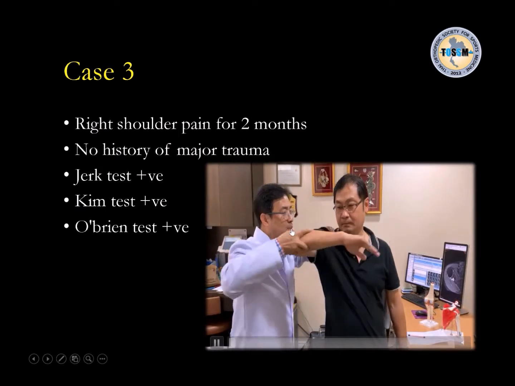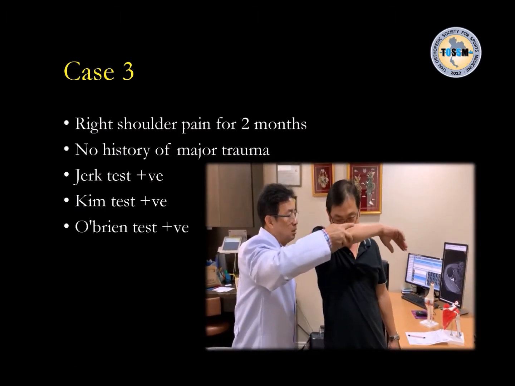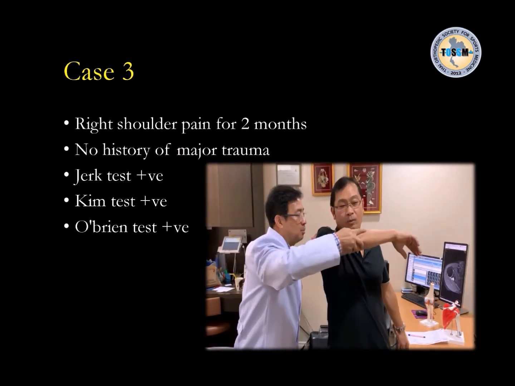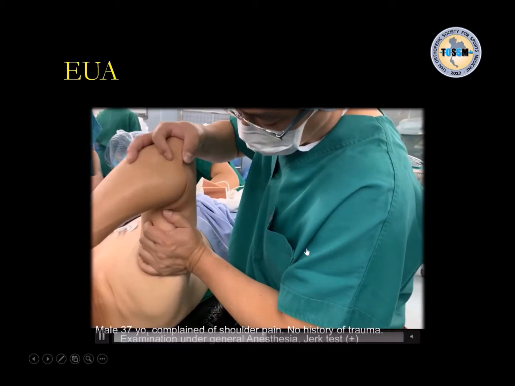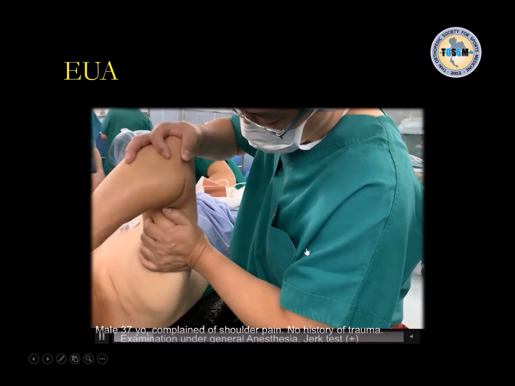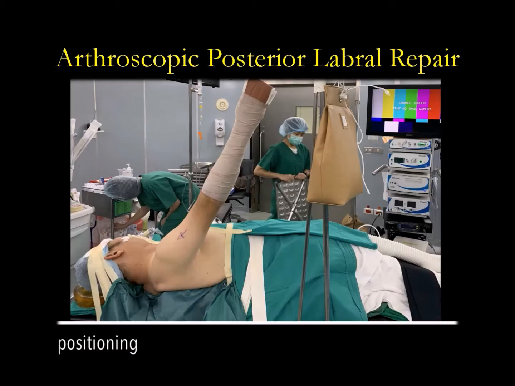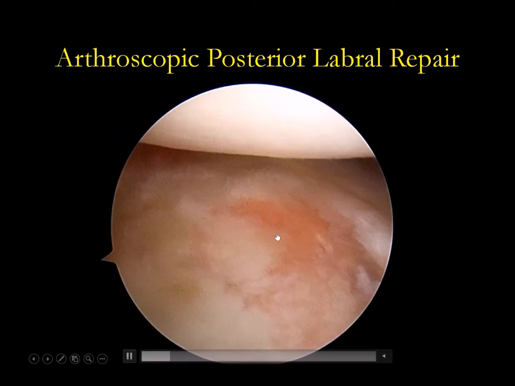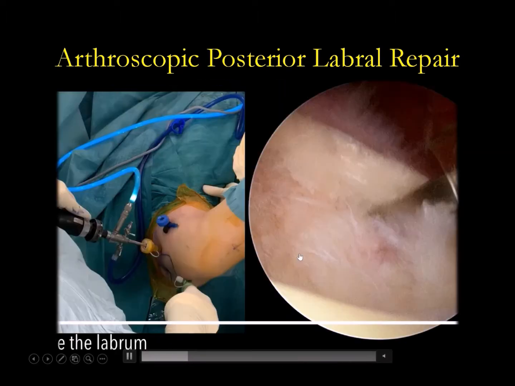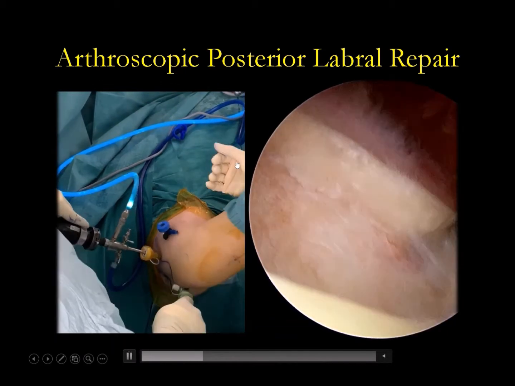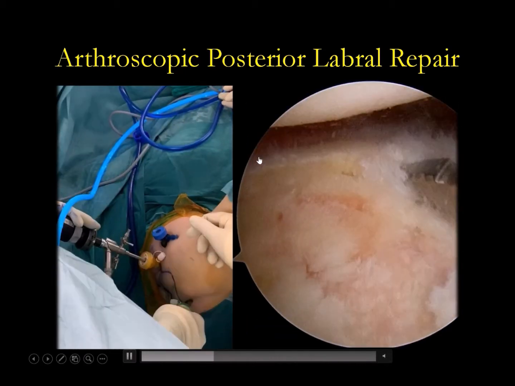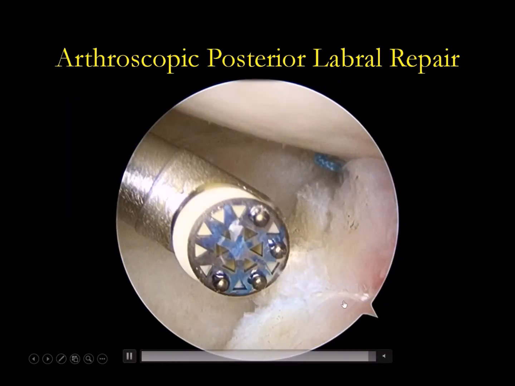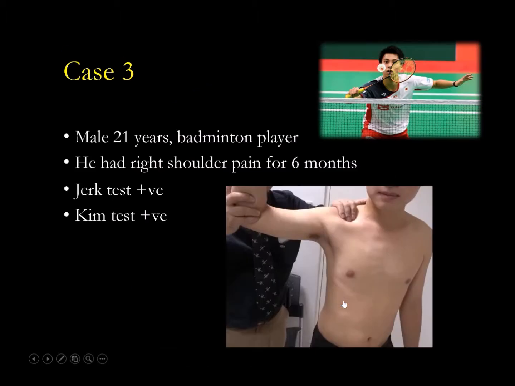This patient also has no history of trauma, but he came with shoulder pain. O'Brien test positive, and so this is the shoulder examination. So we get in and we take 3 portals all the time. The cartilage is not so good now because of the repetitive injury. So we detach everything and then we repair the labrum back. And he's getting better.